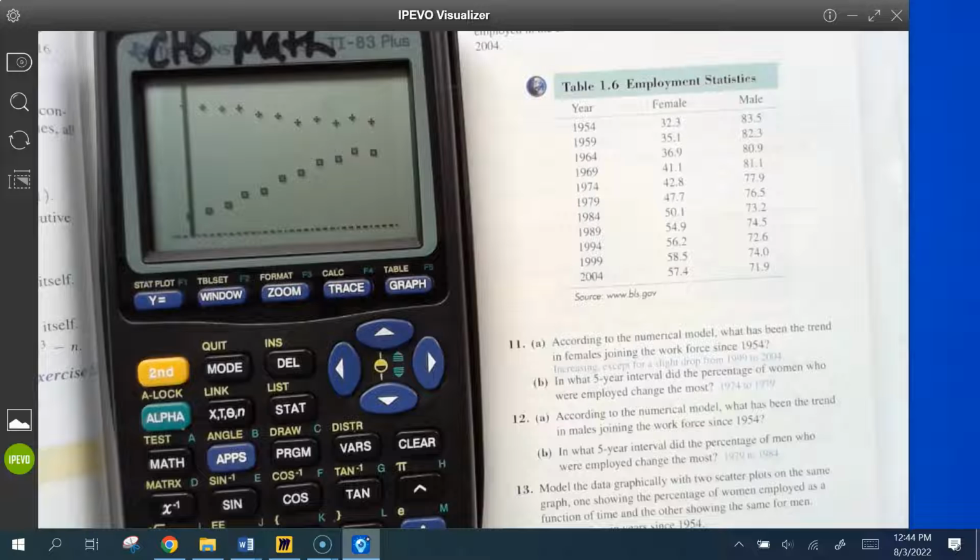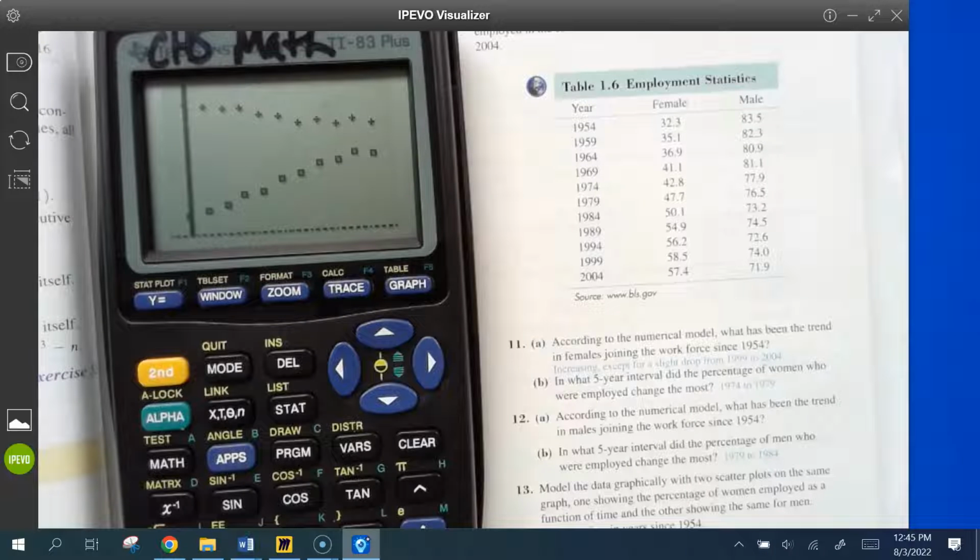All right, what else? Yes. 17, are we using the same? We're using the same data. What? Oh, hit y equals and clear that out, and then hit graph. It didn't work? Okay.